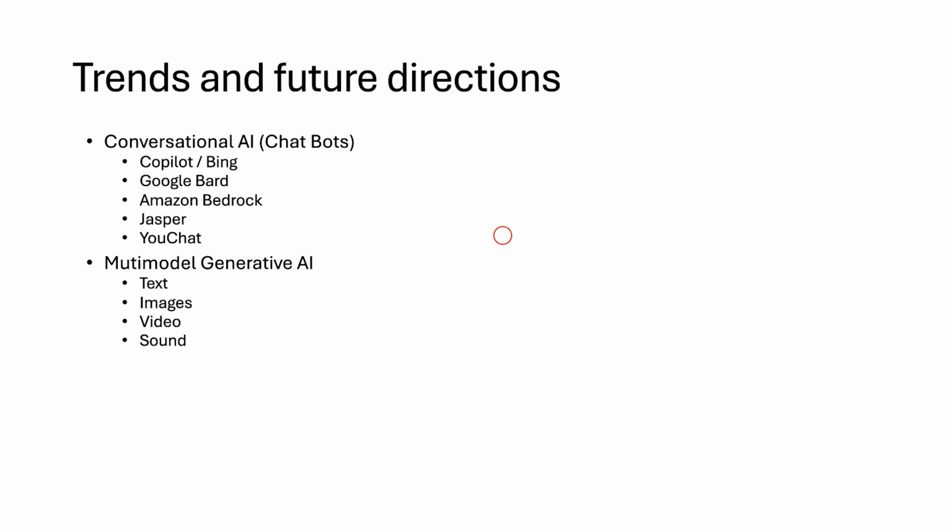Okay, the next one is the multimodal generative AI. So here it is conversational AI, but when it comes to multimodal generative AI, it will process text, images, for example, DALL-E, and video, for example, Sora. And also sound. We have these multimodal generative AIs coming into the picture. These are trends now.